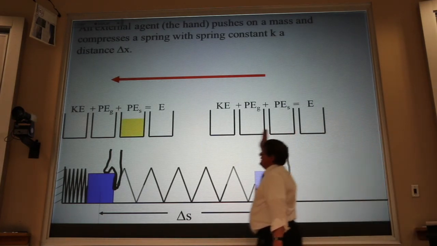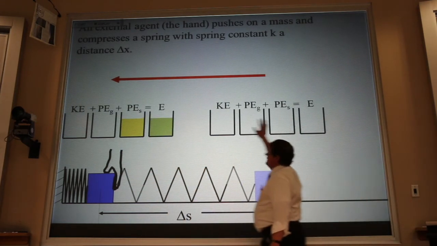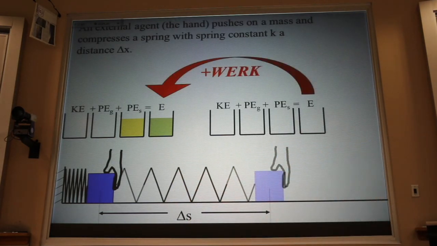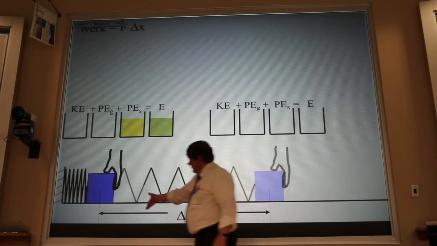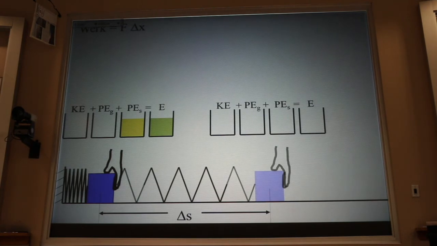I go from no energy to some energy, and that means my total energy bucket goes from nothing to something. By the work-energy formula, that can only happen if positive work is being done. Well, I can calculate that work. It's the force times the distance. Well, the distance is just delta S. And the force is given by Hooke's law, and that says that the force by the spring is equal to K times delta S.